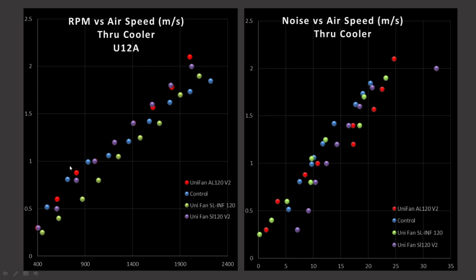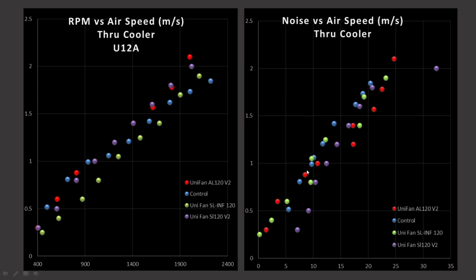The control fan is sitting right here, and we do see that the SL120v2 is matching or slightly over my control fan. And amazingly enough, the AL120v2 is as well. The Infinity SL is underperforming ever so slightly compared to my control fan in terms of its blade design. But how are they doing in terms of noise performance? Well, this is where it sits.